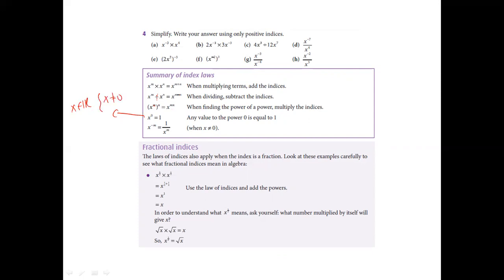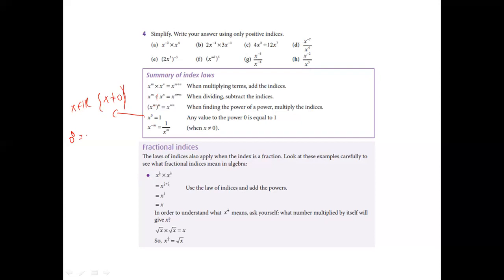Just x must not be equal to 0, because x to the power of 0 is undefined. That's why you cannot take 0. And x to the power of minus m is equal to 1 over x to the power of m, also when x is not equal to 0. Okay. And fractional indices. The laws of indices also apply when the index is a fraction. Look at these examples carefully to see what fractional indices mean in algebra.